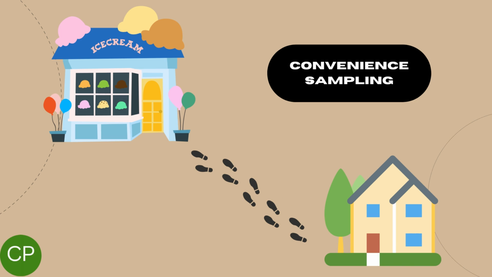Convenience sampling is like when you go to the ice cream store near your house and only try the ice creams that are there because they are close by.